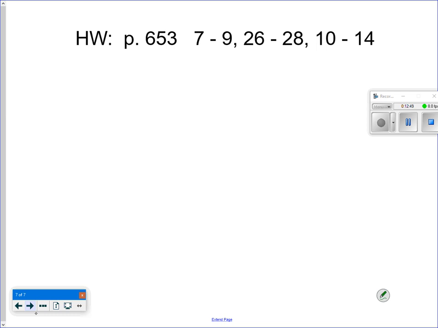Page 653, numbers 7 through 9, 26 through 28, and 10 through 14. All right, good luck.